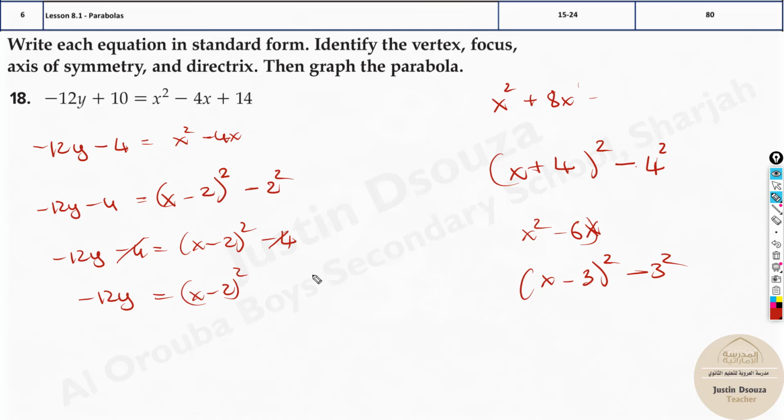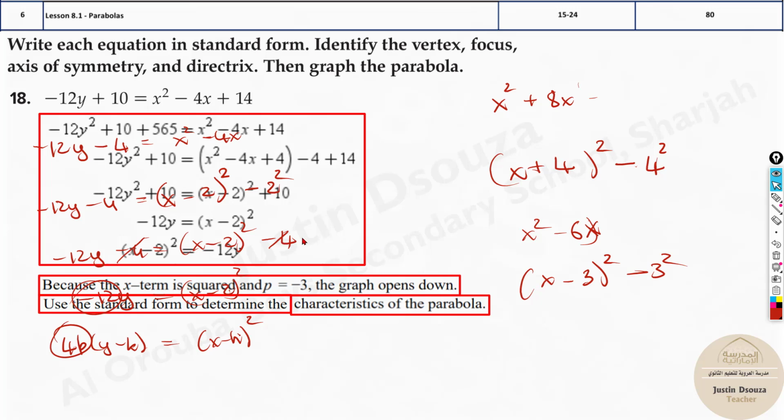Now which equation does this belong to? This belongs to y is equal to x squared. So what you need to do is 4p into y minus k is equal to x minus h the whole square. So this is the formula, and now we have done it, right? This is minus 12, 4. Over here k is 0. What is the h value? h is positive 2. And then you can write all the vertex formula, vertex form, other forms.